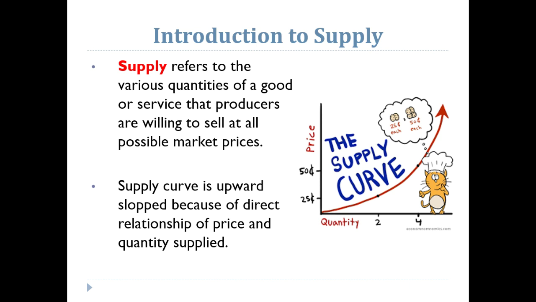So we are starting our class with the definition of supply. Supply refers to the various quantities of a good or service that producers are willing to sell at all the possible market prices. So supply refers to the quantity that producers are willing to offer for sale at various price levels. As we see in this graph, there is a positive relationship between price and quantity supplied, because when the price is increasing, producers will try to sell more quantity of output to the market, right? So we have a positive relationship between the price and quantity supplied, otherwise known as a direct relationship.